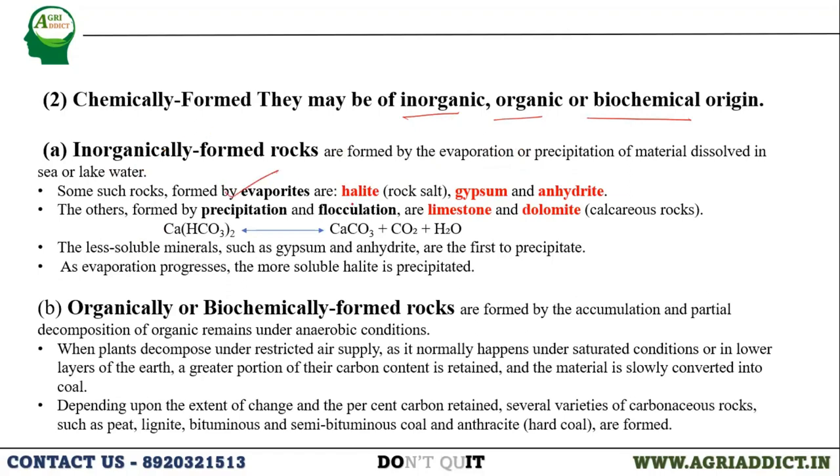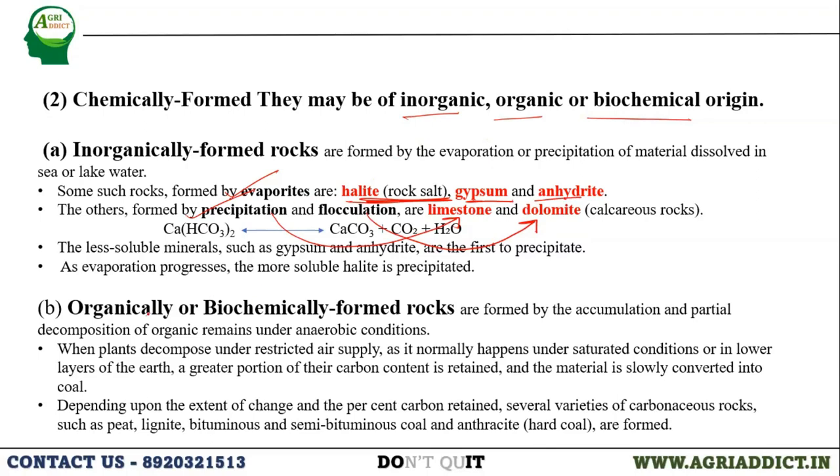If it is evaporites, rock salt is the main example for evaporites, then gypsum and anhydrite. If it is through precipitation, limestone is important. And if it is through flocculation, dolomite is important. So these examples, as I told earlier, how much you can remember, that much you can score in this topic. All depends on your memory. Keep on reading it. You can't remember it in just one reading. Keep on reading, then you will be perfect in this.